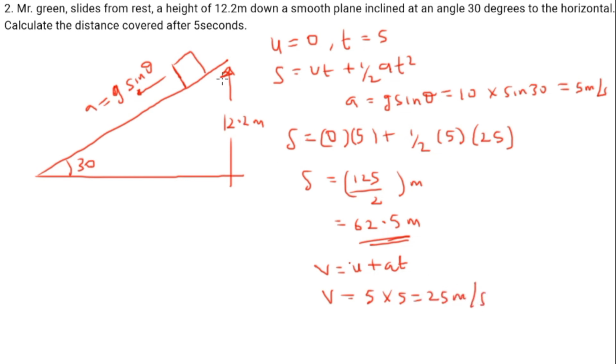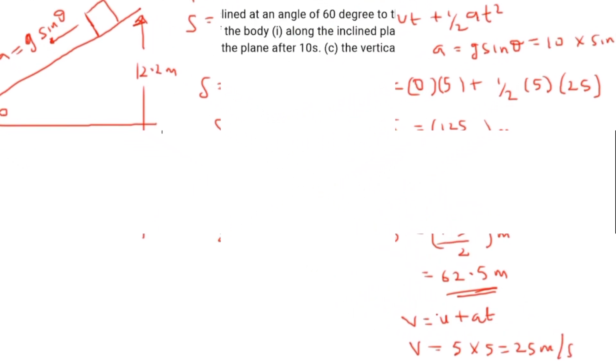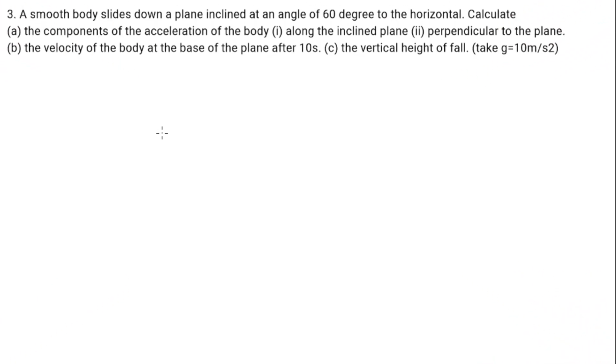So let's solve the next practice problem. A smooth body slides down a plane inclined at an angle of 60 degrees to the horizontal. Calculate the component of the acceleration of the body: 1. Along the inclined plane. 2. Perpendicular to the plane. B. Velocity of the body at the base of the plane after 10 seconds. And then C. The vertical height of the plane.